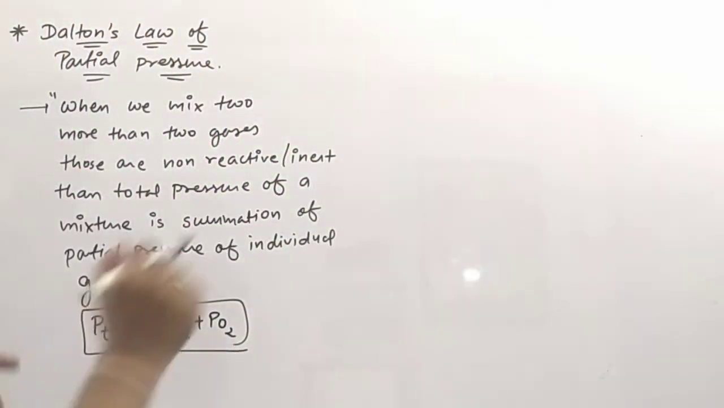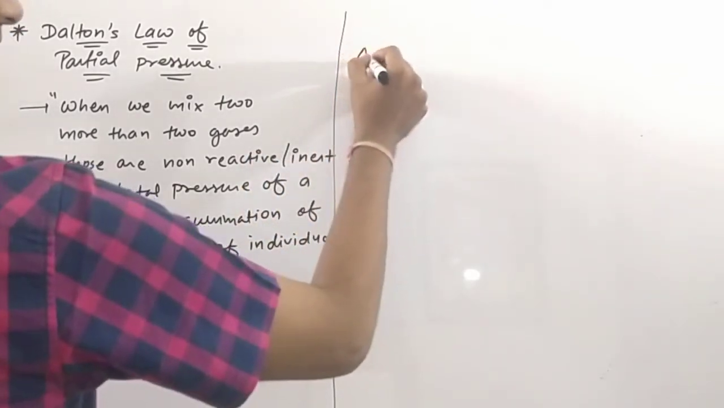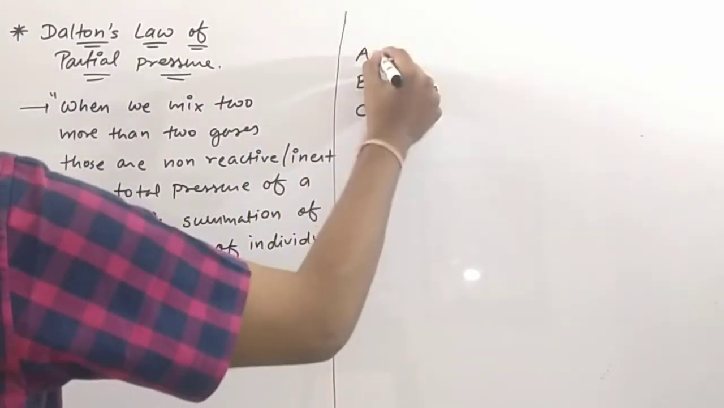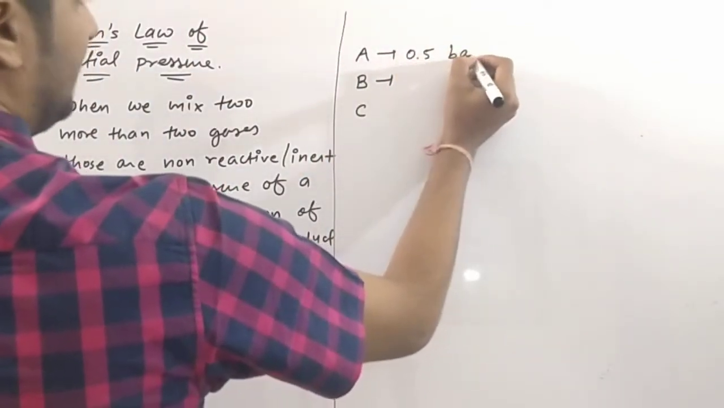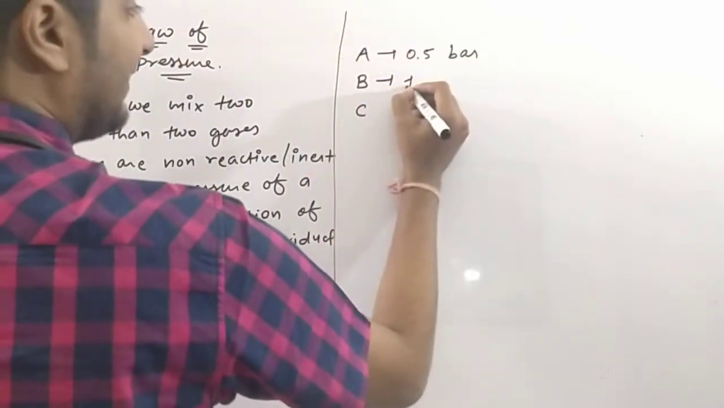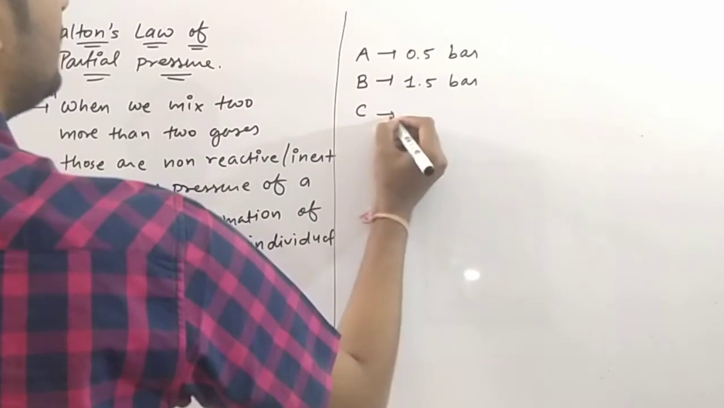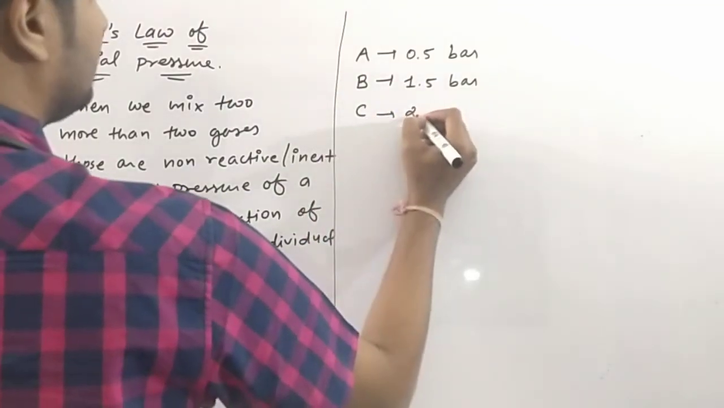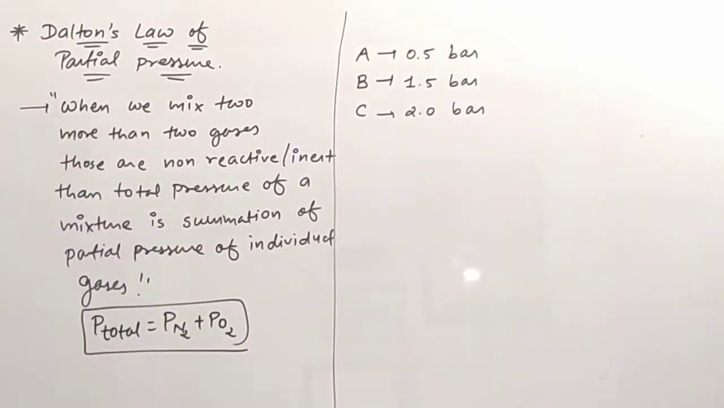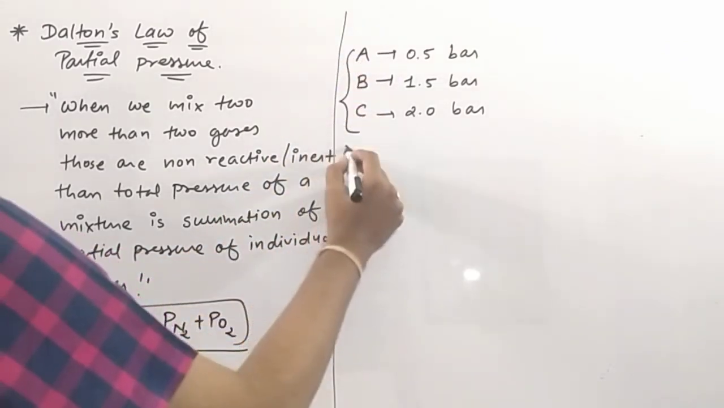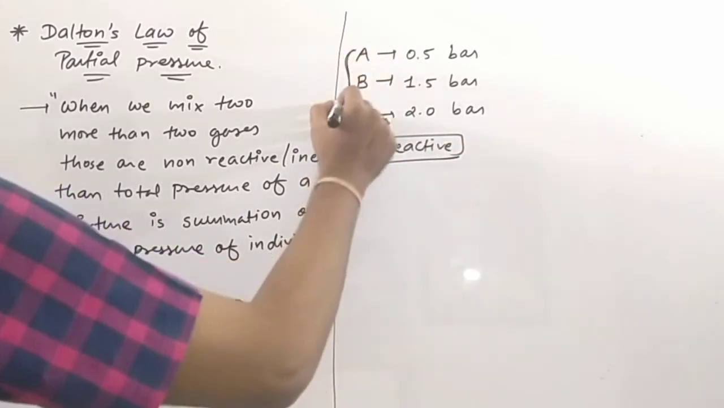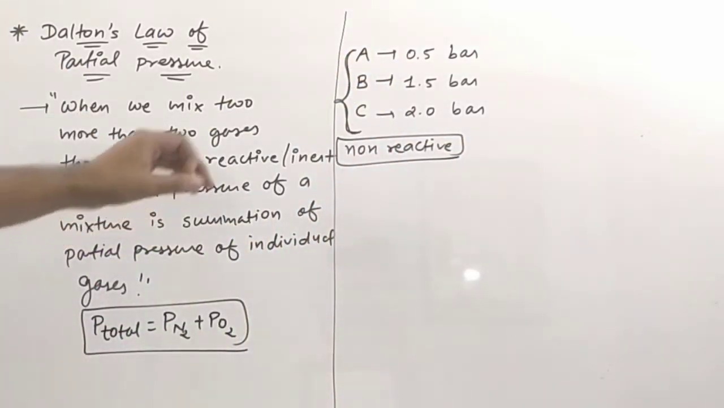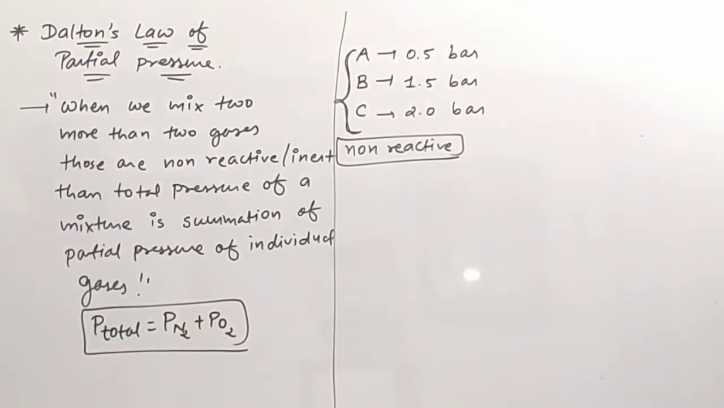Now let's take one example. I am taking three gases A, B, and C. The individual pressure of gas A is 0.5 bar, the individual pressure of gas B is 1.5 bar, and the individual pressure of gas C is 2.0 bar. What will be the total pressure when we mix these three gases? One condition is that they should be non-reactive and should not react with each other. So all three are non-reactive gases. When we mix them, what will be the total pressure?